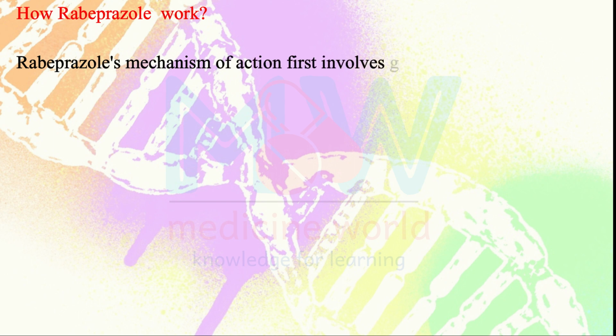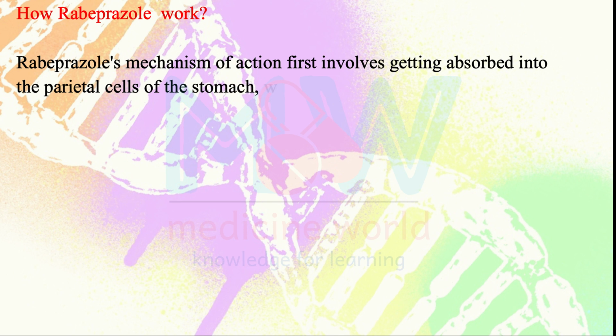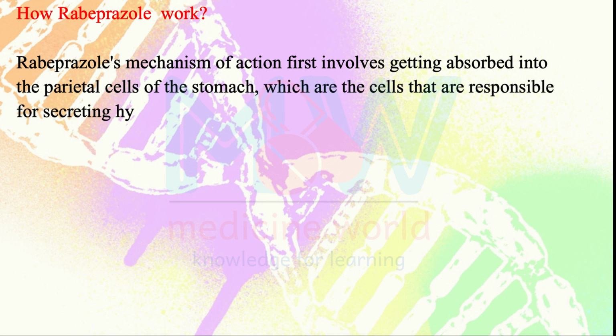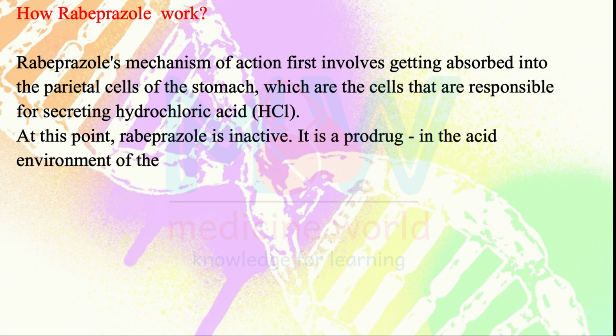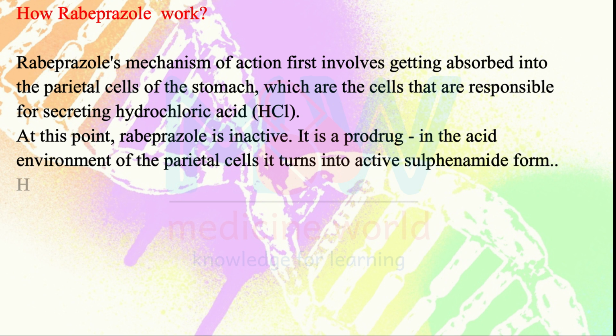Now we will learn about how Rabeprazole works. The mechanism of action of Rabeprazole involves getting absorbed into the parietal cells of the stomach, which are the cells that are responsible for secreting hydrochloric acid. At this point, Rabeprazole is inactive. It is a prodrug. In the acidic environment of the parietal cells, it turns into the active sulfonamide form.